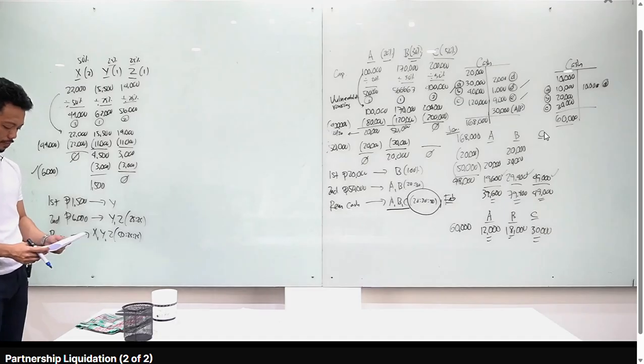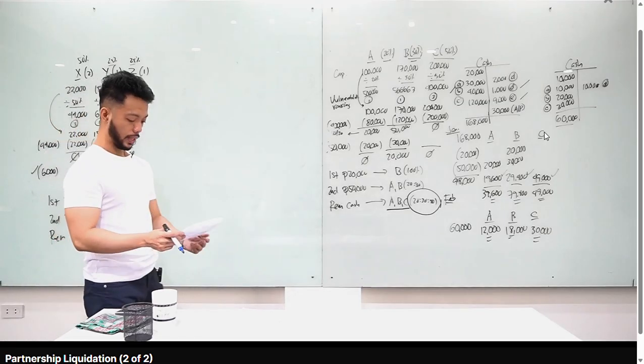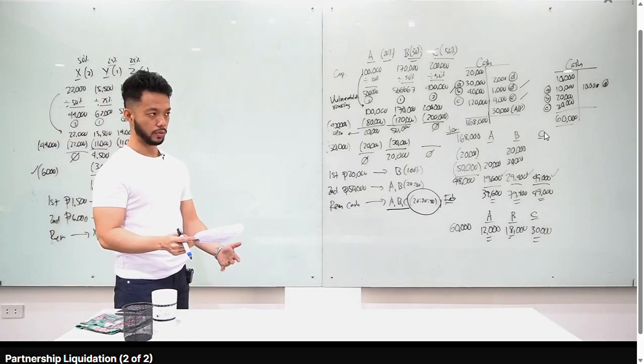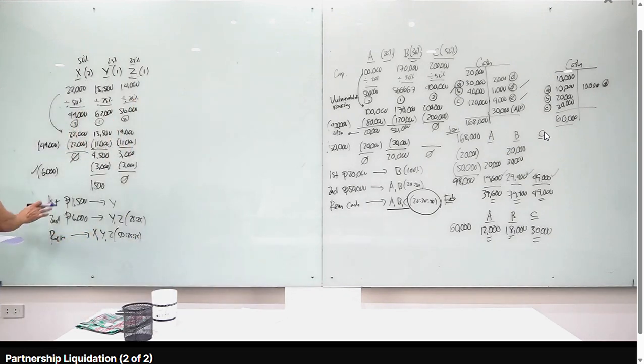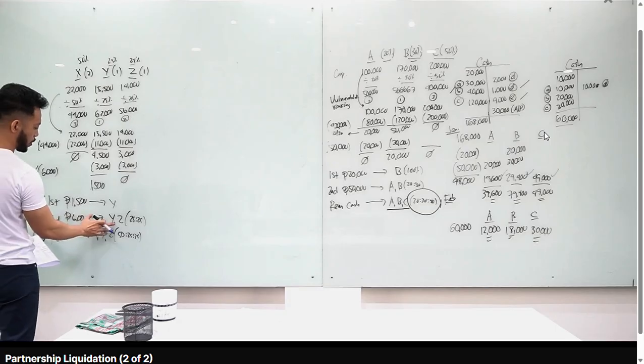Now, sir, para saan yan? Mag-focus ka dun sa last sentence. On the first payment to partners, X receives 6,250. Kaya analyze to class, kailan makaka-receive si X? Dito pa. Sa third row natin. After magbigay ng 1,500 kay Y, after magbigay ng 6,000 to Y and Z, dun lang makaka-receive si X.